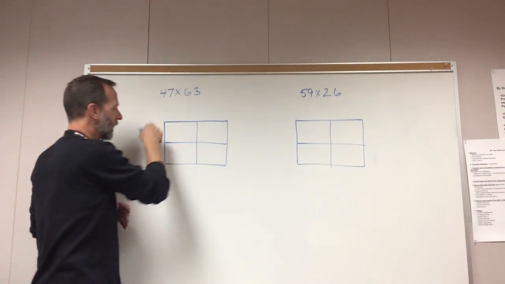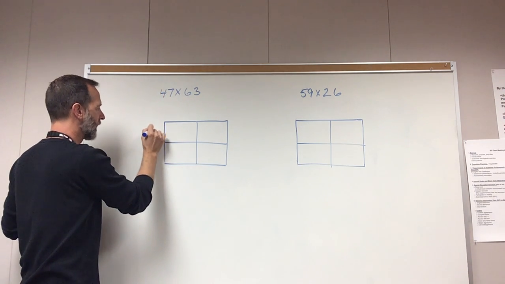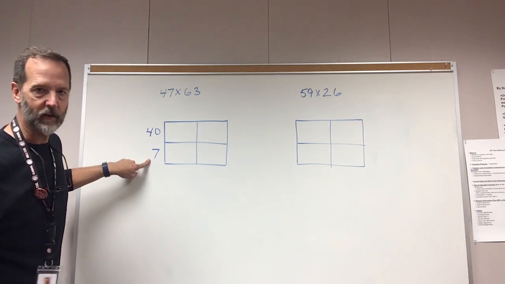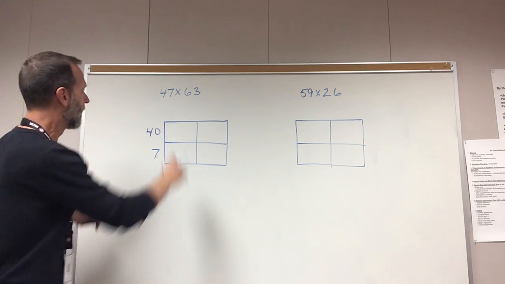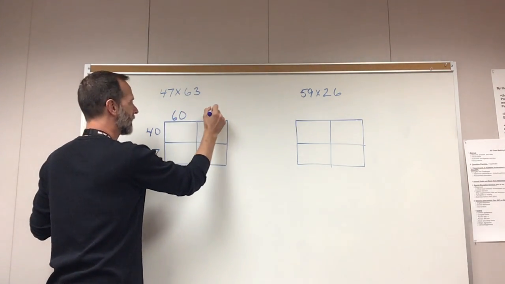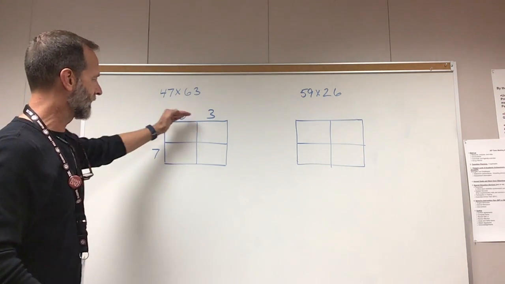All right, I'm going to put the 47 on the side here. 47, the 4 tens is 40, and the 7 ones are 7, so it's 47. Okay, the 40 is going to go with the top row, and the 7 is going to go with the bottom row. The 63 I'm going to break apart. The 6 will have a value of 60, and the 3 will be 3. So I've got 40 and 7 and 60 and 3.